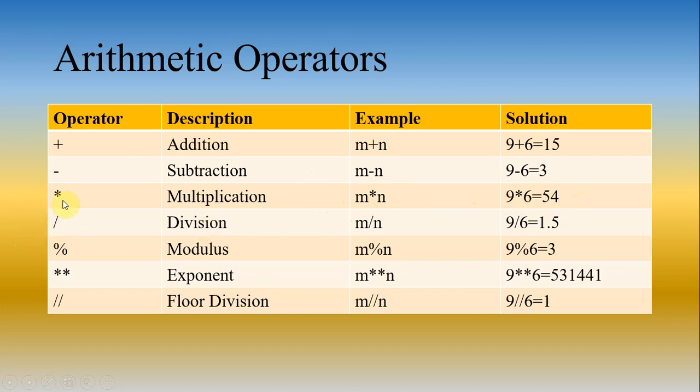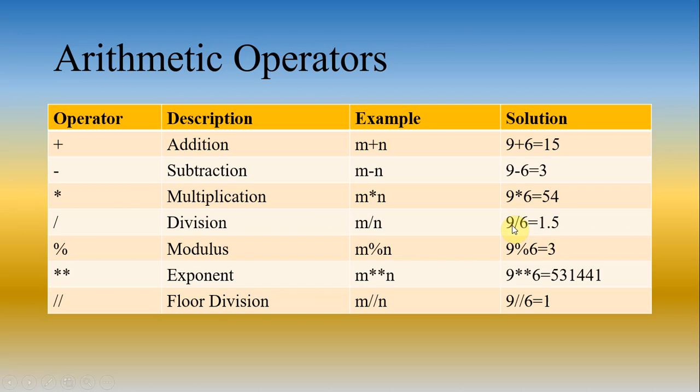The next is the division operator. It will divide 2 variables, which is m divided by n. Now, n is the divisor, m is the dividend. In the same way, 9 divided by 6. 6 is the divisor, 9 is the dividend, and it gives the value 9 divided by 6 equal to 1.5. Division operator will always give you a floating point value.